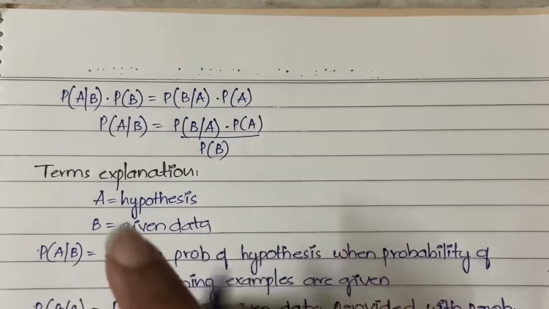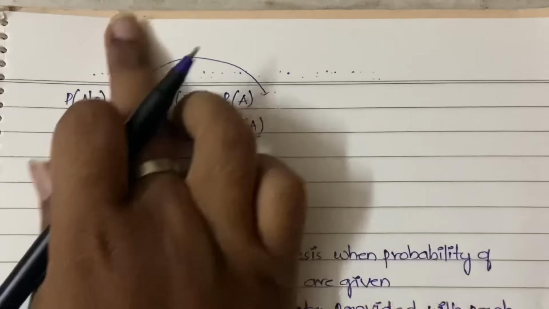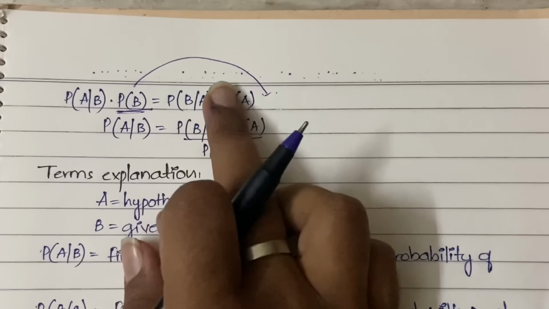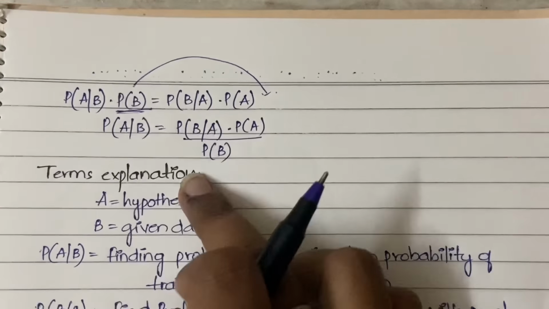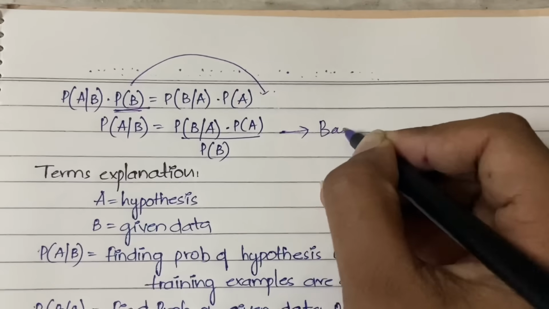Now send this P of B over to this side. Here it is a numerator, and on coming over to this side, it goes to the denominator. So P of A given B becomes P of B given A into P of A by P of B. This is nothing but our Bayes theorem.